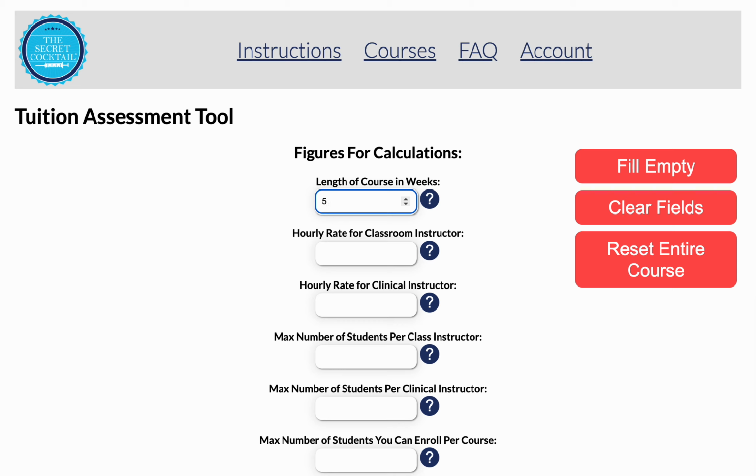All right. So now we have the rate for the instructor. Now you may not know this right now, and that's okay. Right now we're just playing around. So if you had an instructor versus a clinical instructor, how much would you want to pay them, and what's the difference? 45. 45 for your classroom? Mm-hmm. Okay, and then clinical the same or less?